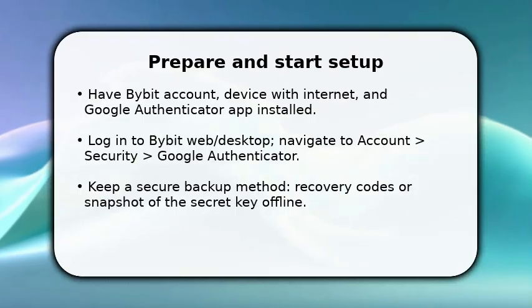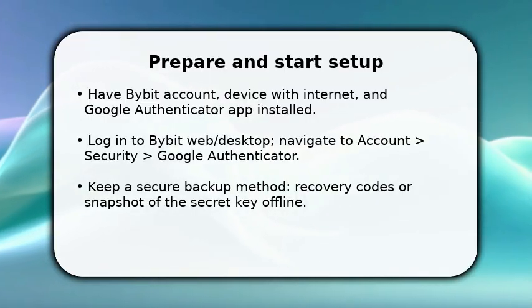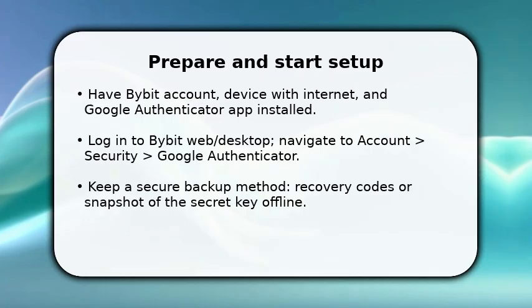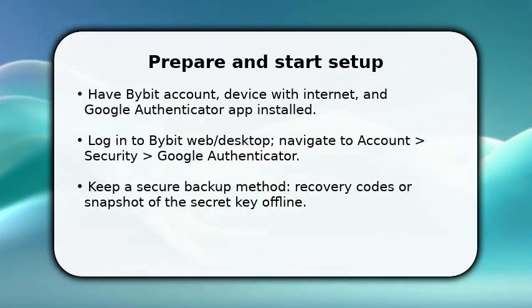You begin by opening Bybit on a desktop or laptop because the QR and secret key display is easiest there. Once logged in, go to Account then Security and select Google Authenticator. You already installed the app on your phone, so tap the plus icon.